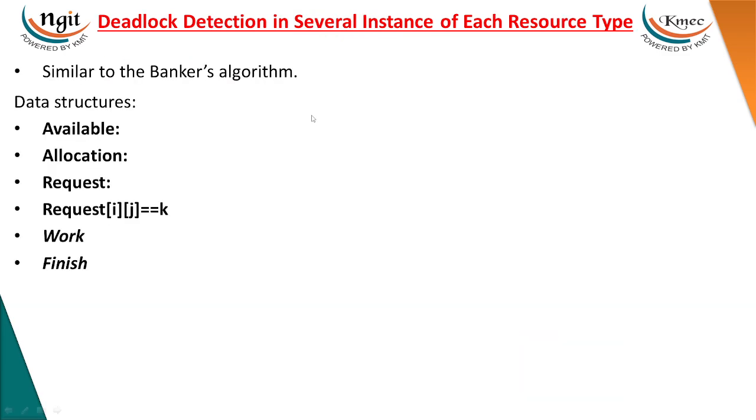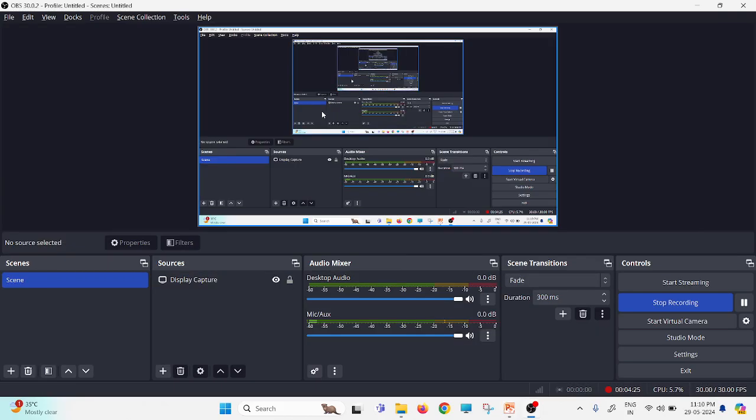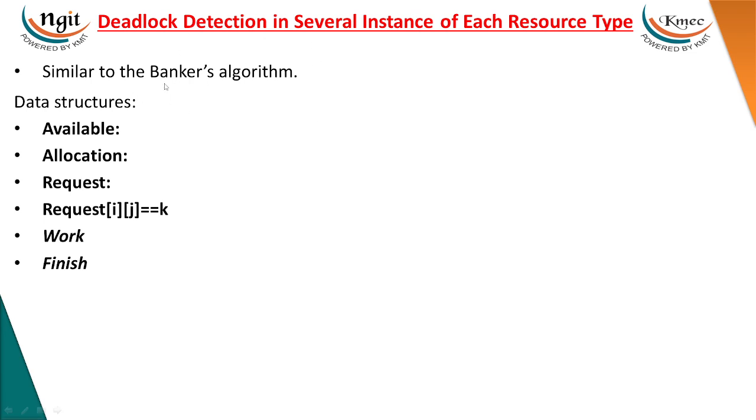For the modified version of banker's algorithm, we'll again use some vectors and some matrices. Similar to banker's algorithm, there is an available matrix and an allocation matrix. Here we will use a request matrix, work is a vector, and finish is an array. Finish of i, where i is the process number, we will take as an array and store whether the process is completed or whether the process is still to execute.